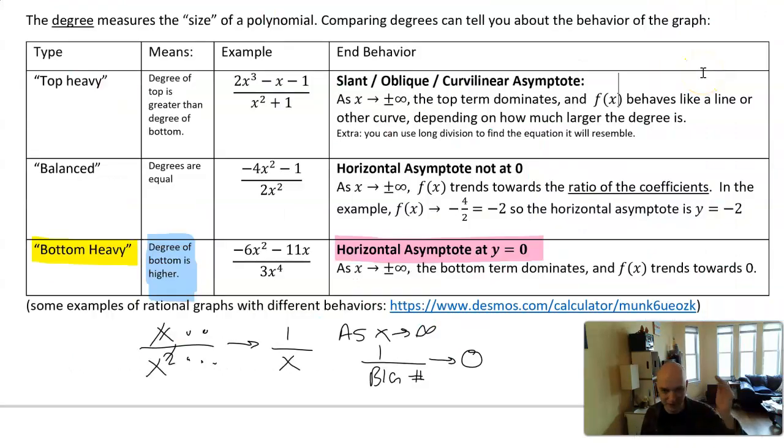I'd like to go back to the bottom of this page and just look again at the test for end behavior. We already talked about the bottom-heavy test. If you have a bottom-heavy function, your horizontal asymptote will be at y equals 0.